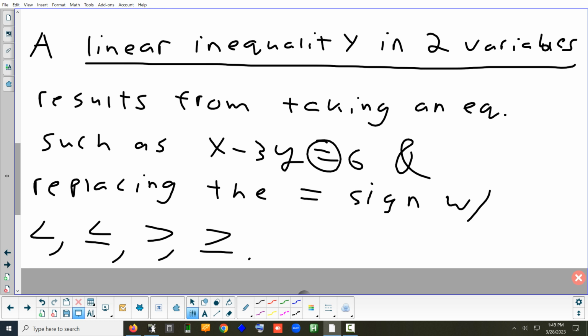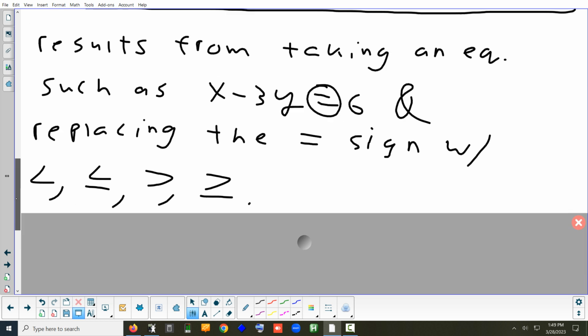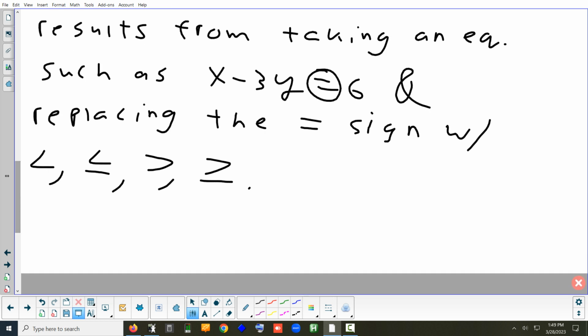Which one of the four? Well, then it doesn't matter. Replace it with any one of the four. So here's an example taking that problem and turning it into a linear inequality. x minus 3y is less than 6. That's a linear inequality in two variables. Two different letters, and you have an inequality symbol.